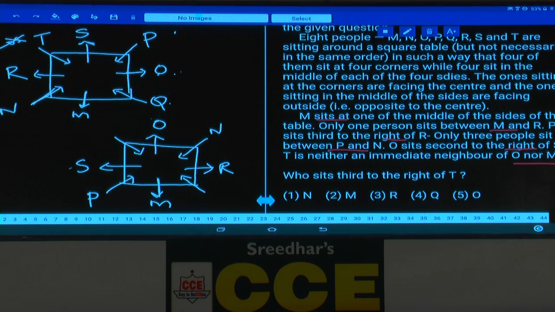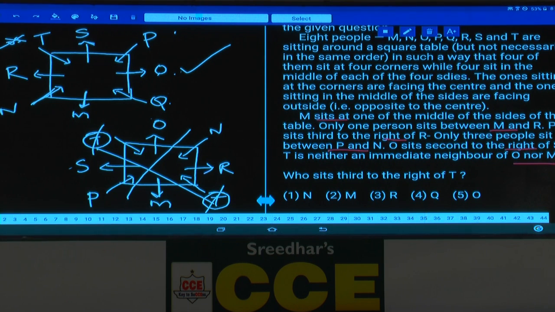Now in this case, T is neither an immediate neighbor of O nor M. T must be either here or here. If T is here, then he will be adjacent to M. If T is here, he will be adjacent to O. That means there is no place left for this O at all. And the second case is completely ruled out. Now we are left with only 1 case.